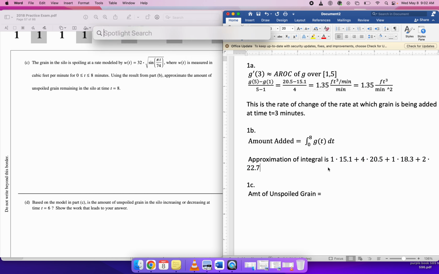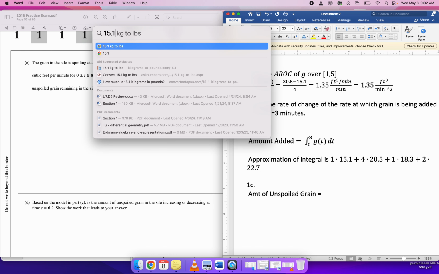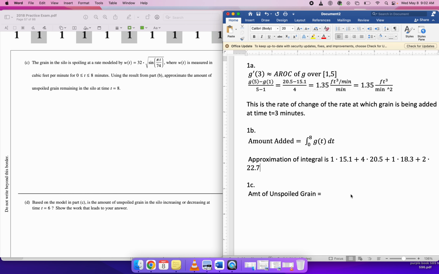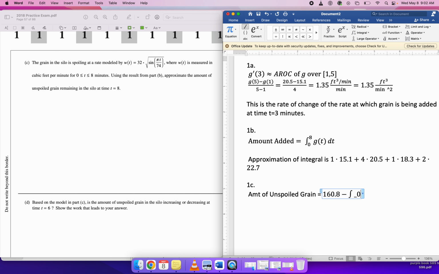Let me actually compute what that is. That's 15.1 plus 4 times 20.5 plus 18.3 plus 2 times 22.7. 160.8. So it's 160.8 minus the amount of grain which spoiled over those 8 minutes, which would be the integral from 0 to 8 of this W of t.